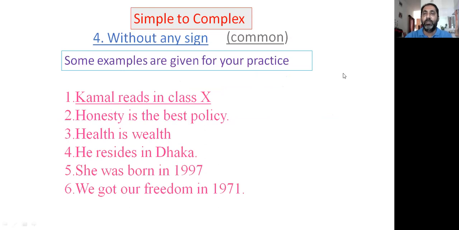Okay, dear learners, here are some examples for your practice. You will practice them at home.